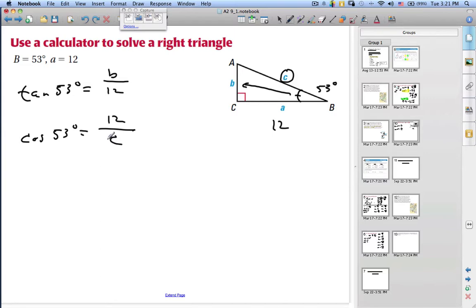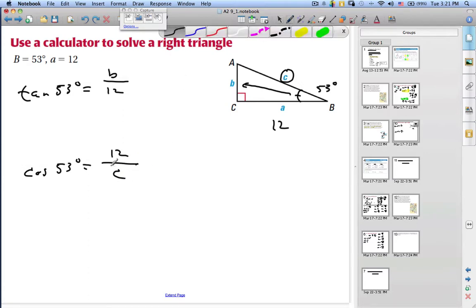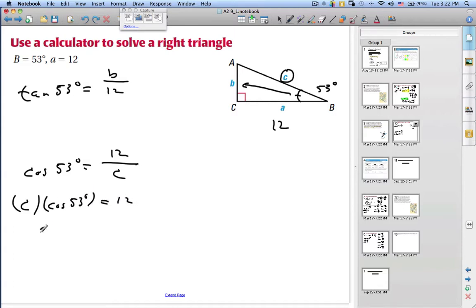Now, it's a little more complicated when I want to solve for a variable that's in the denominator, but not much. In 2 steps, I'm going to multiply both sides of the equation by this variable c. So c times the cosine of 53 degrees would be equal to 12. And then if I divide by cosine of 53 degrees, 12 divided by cosine of 53 degrees will give me c. Okay, so a couple of steps to solve for my variable. Over here it's very easy to just multiply both sides by 12.